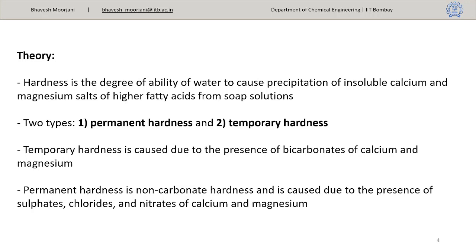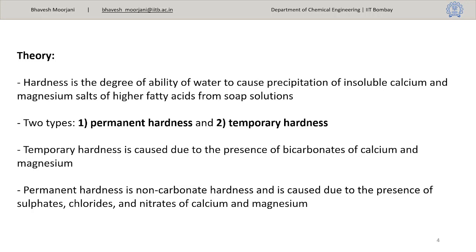You must have heard about hard water in your 11th and 12th courses as well as in the UG course. So exactly what is hardness? If we want to define it, hard water is a property of water which makes the soap content, like the fatty acids of soap, insoluble in the water.